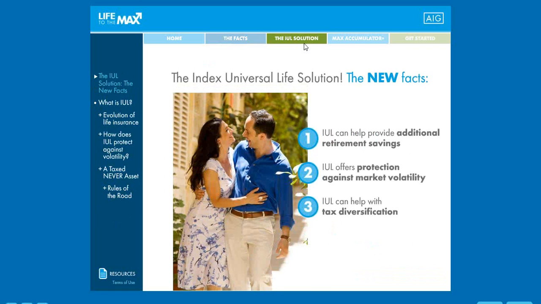So one, we know that IUL can help provide additional retirement accumulation, helping you potentially increase your retirement savings while providing survivor benefits to your family. Fact number two, IUL can offer some protection against market volatility with the way it credits cash values and can provide a potential upside with downside protection. Now, there's no risk of loss in an IUL. And fact three, we know that IUL or any permanent life really, if set up properly, can offer the client a taxed never asset to assist with tax diversification. And the tax-deferred accumulation and tax-free income can make this taxed never asset a great addition to a person's other retirement assets. So let's take a little closer look here.